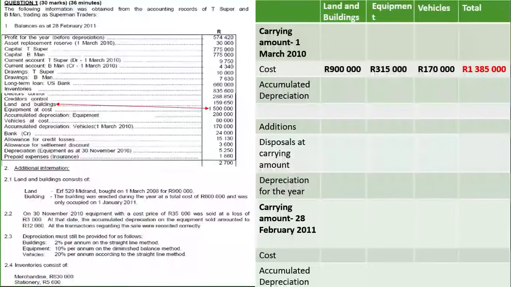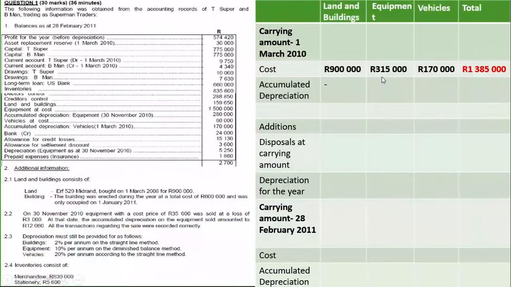So we're going to see that land and buildings was 1,500,000 rand, but that included the building which we purchased at the end of the year. So we know at the beginning we only had land, so we did not have depreciation for land, so I'll put a dash there. Let's move on to equipment.